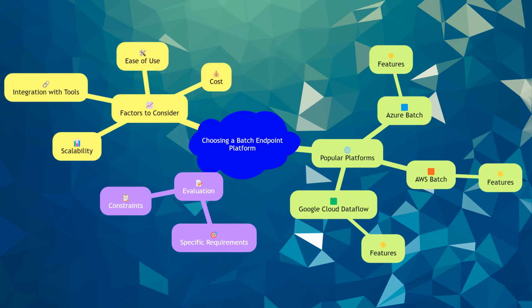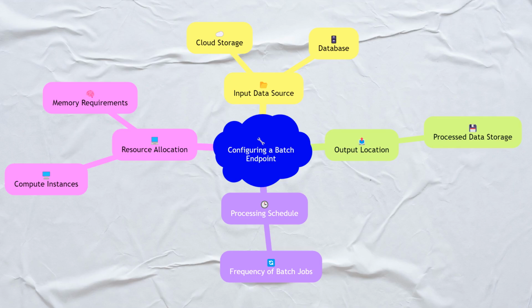Selecting the right platform for deploying your model to a batch endpoint is a critical decision. Factors to consider include the platform's scalability, ease of use, cost, and integration with other tools and services. Popular platforms for batch processing include Azure Batch, AWS Batch, and Google Cloud Dataflow. Each platform offers unique features and capabilities, so it is essential to evaluate them based on your specific requirements and constraints.